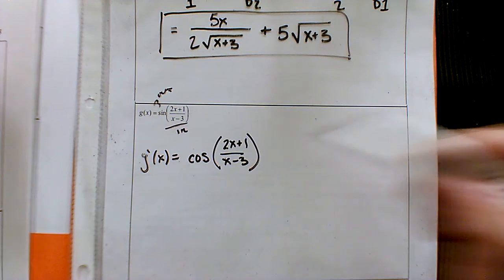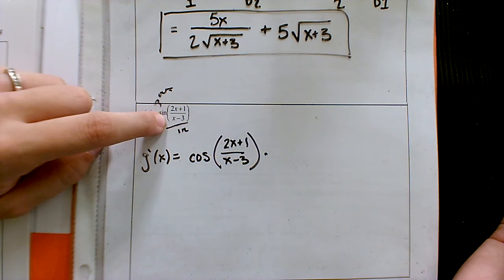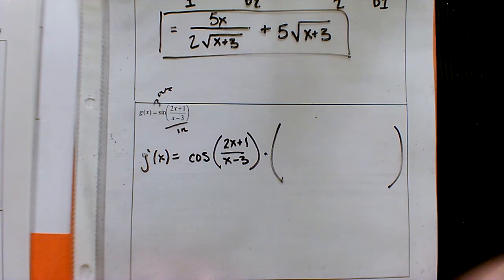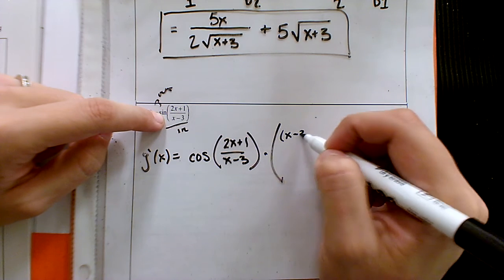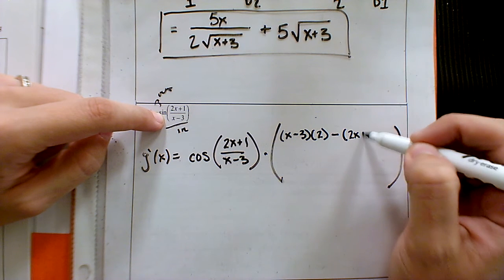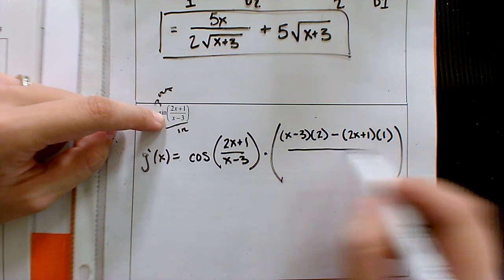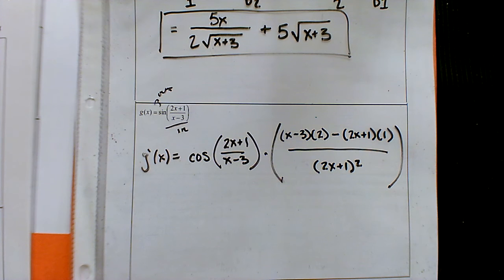And to finish off the chain rule, we have to multiply by the derivative of the inside, which we said we're going to have to use quotient rule because the inside's a fraction. All right, so we're going to write our quotient rule in big parentheses because when you use the chain rule, everything's being multiplied together. All right, so let's go through our quotient rule. We need low d high minus high d low, square the bottom, and we're good to go.